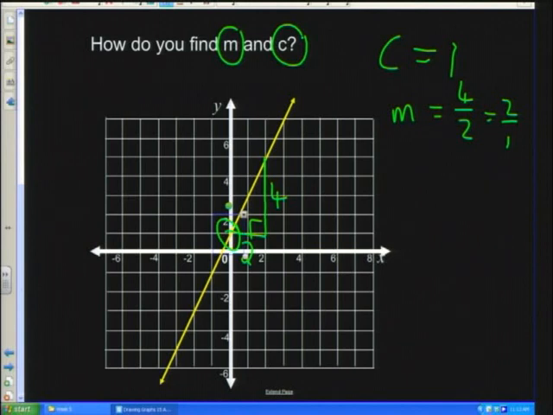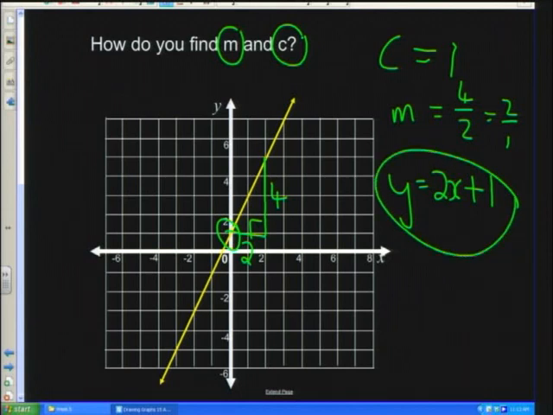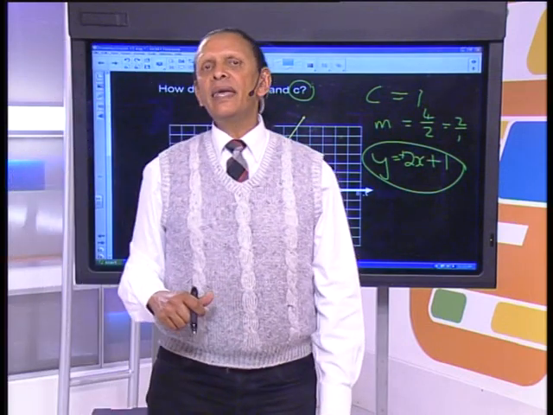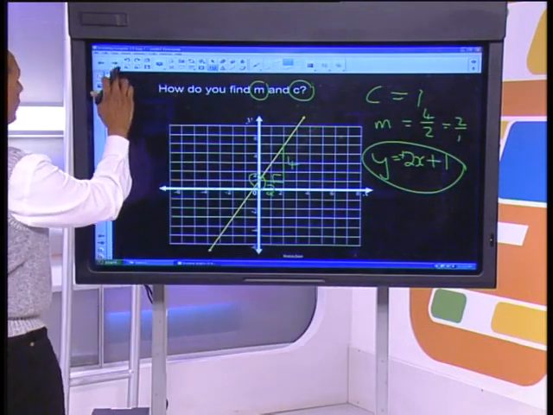So therefore, the equation is y equals mx plus c. So m is 2 over 1 or just 2x, and c is 1. Not so difficult. There is the equation of your graph. You can double check: a positive gradient, you expect the graph to be in a northeasterly direction. Are we okay with that?